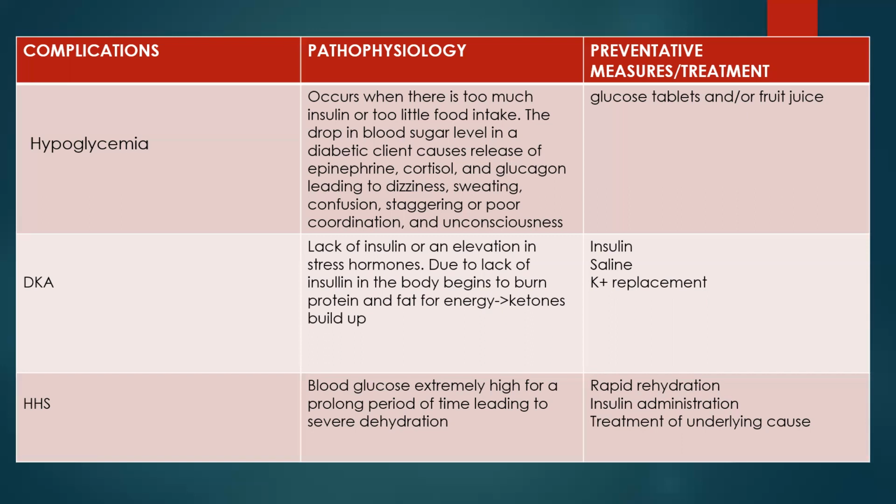The next complication is HHS, in which blood glucose is extremely high for a really long period of time, leading to severe dehydration. Preventative measures and treatment are rapid rehydration, insulin administration, and treatment of the underlying cause.